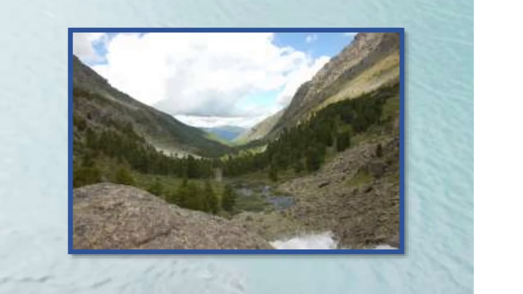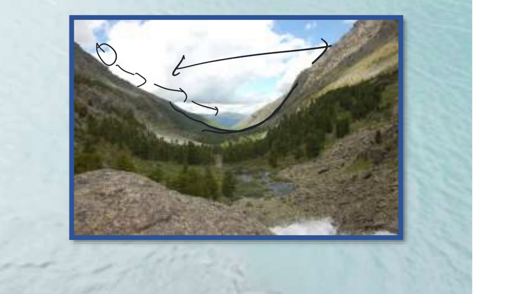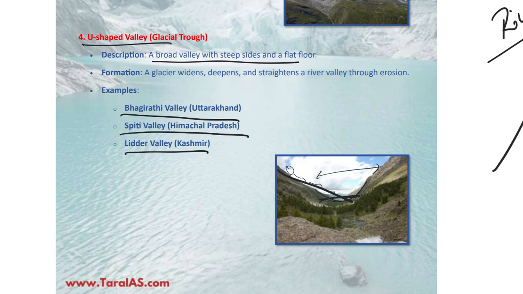So here again, suppose the glacier has come down and U-shaped erosion has happened, and between two mountains a U-shaped valley is formed. Okay, so this is the fourth erosional landform formed by a glacier. It is a broad valley with steep sides and a flat floor. Fine. So what are the examples? Bhagirathi Valley of Uttarakhand, Spiti Valley of Himachal Pradesh, and Lidar Valley of Kashmir.